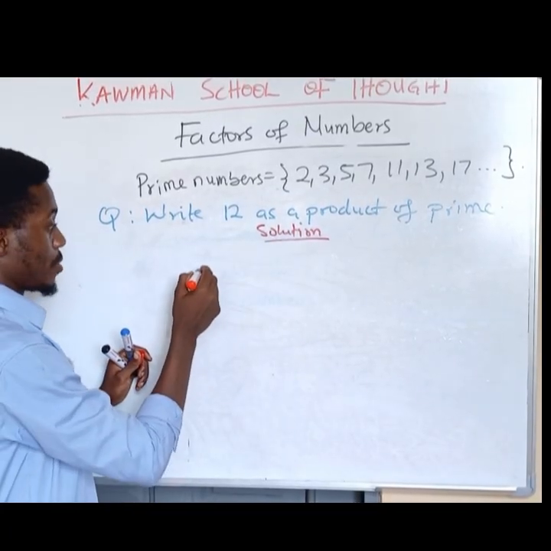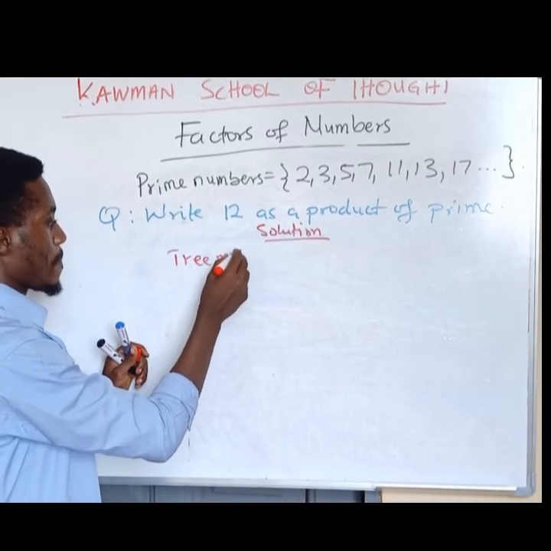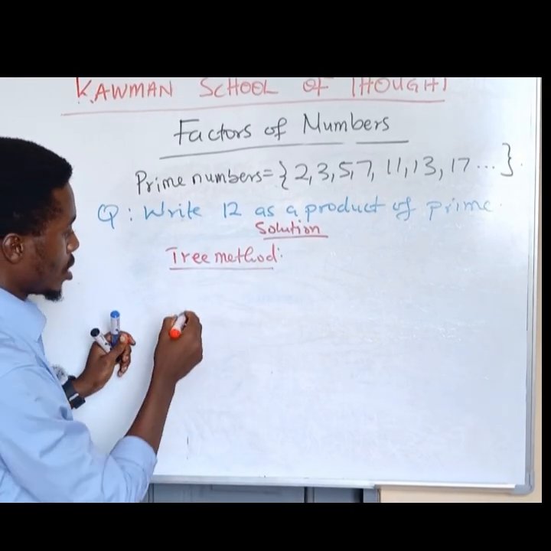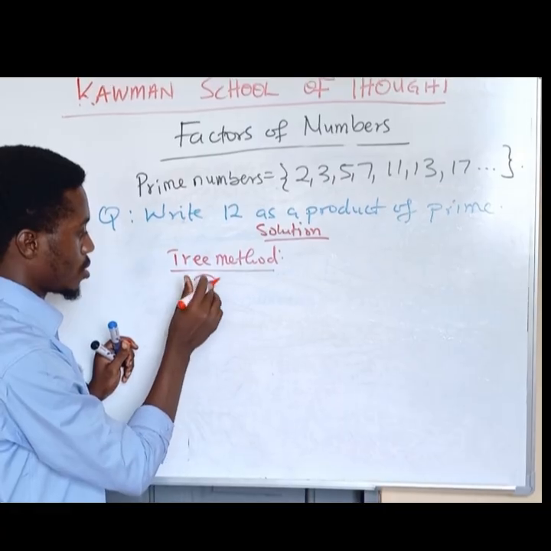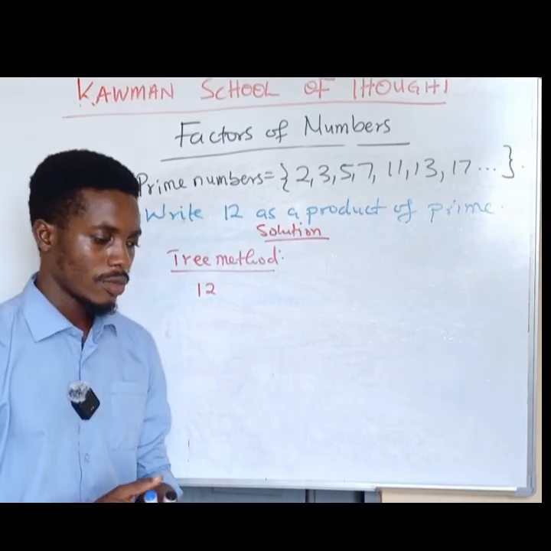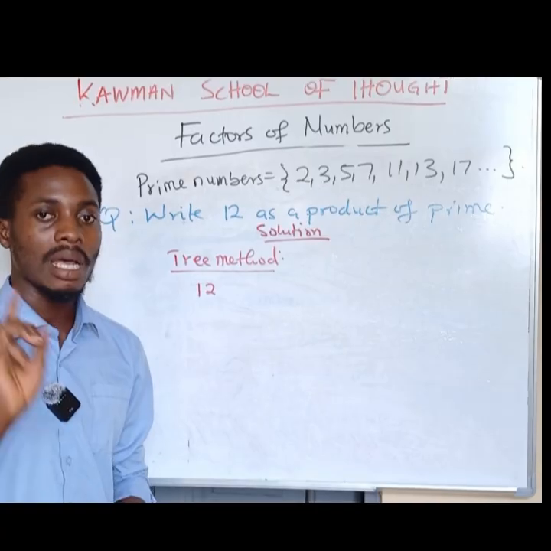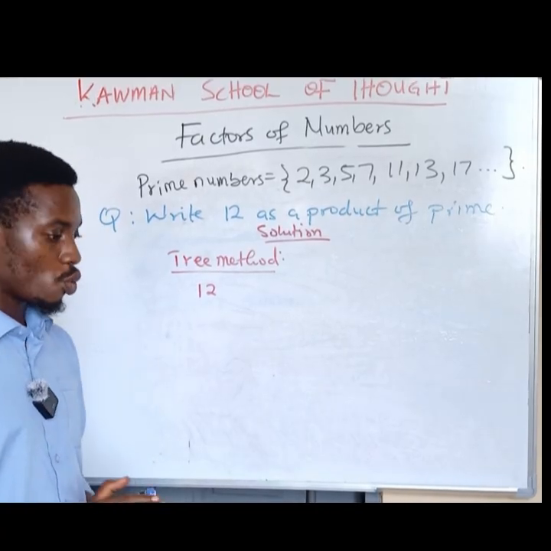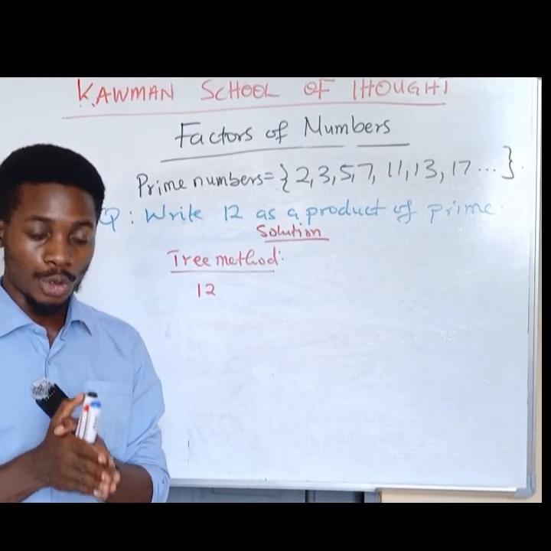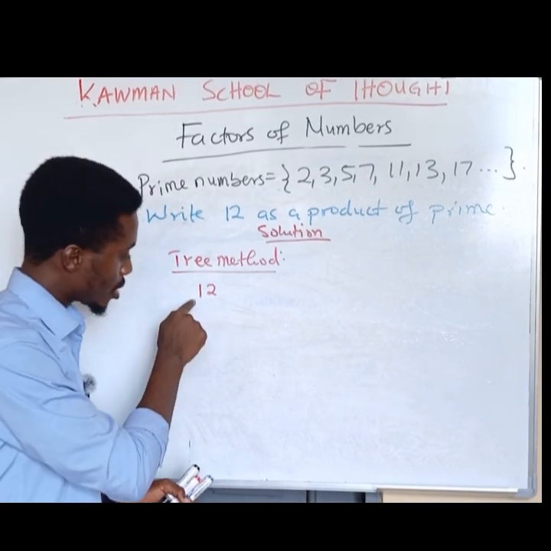So this is going to be 12 here, right? I'm going to use the tree method. Then I write my 12. Now you have to look for factors that will divide 12, but one of the factors must be a prime number. So we are going to shift our focus totally to the prime number we are going to use to divide the number we are given. So what prime number can divide this 12?